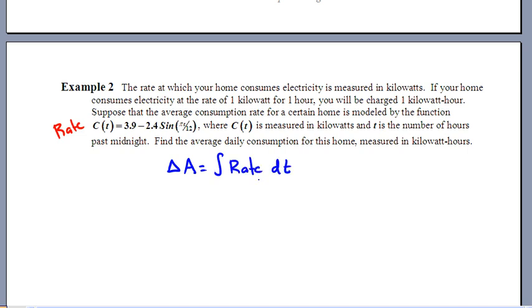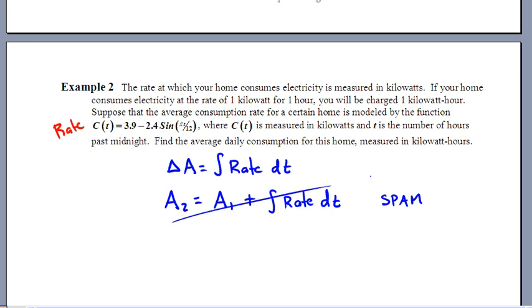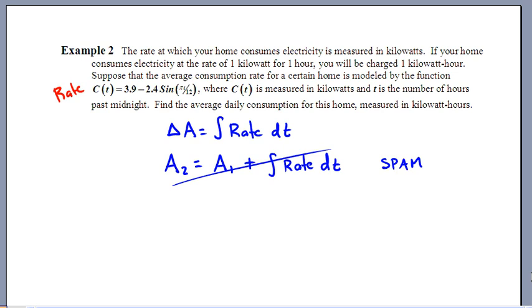dt. If you want to know the total amount ever used in your house, you'd have to say, well, how much did I use up until this day that I'm about to look at, and then add on this one day. Well, I don't really want to find the total amount of electricity that I've used since the beginning of time. So I don't really want to do this spam option, right? That's not what I want to do. I just want to find out how much more electricity I've used in that one day.